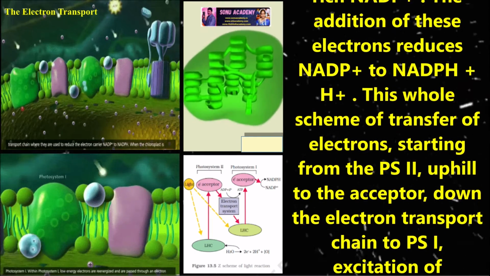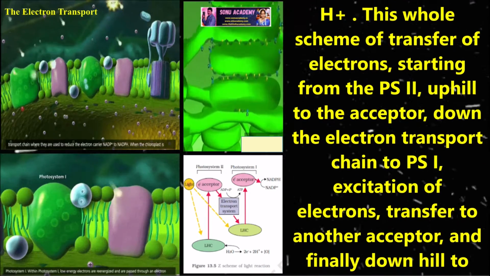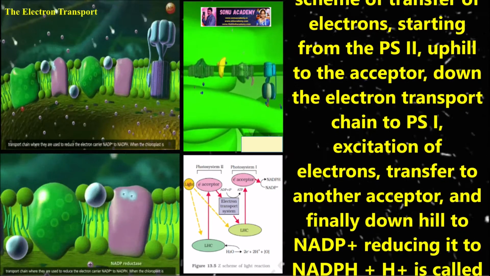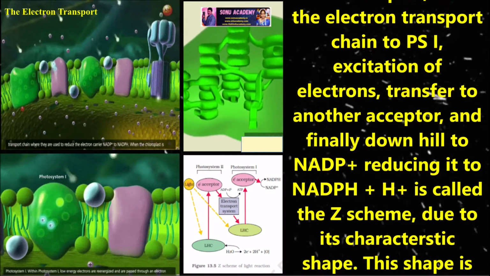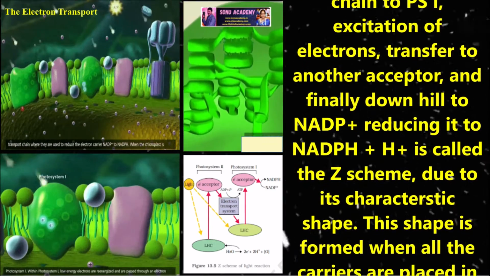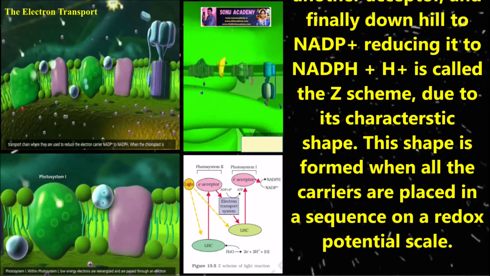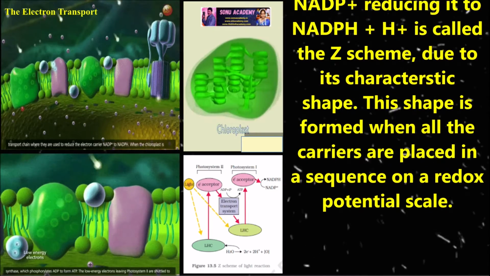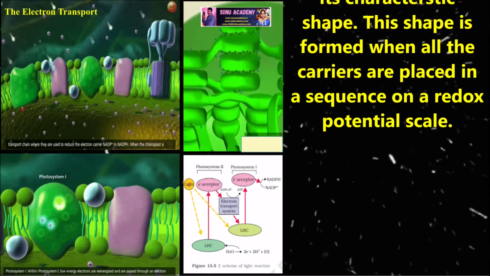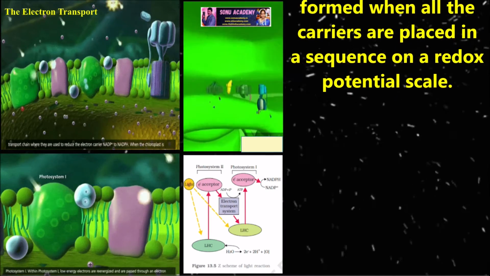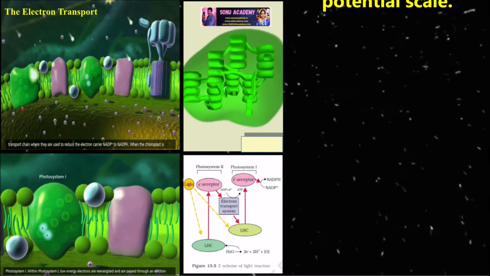This whole scheme of transfer of electrons, starting from PS2 uphill to the acceptor, down the electron transport chain to PS1, excitation of electrons, transfer to another acceptor and finally downhill to NADP+, reducing it to NADPH + H+, is called the Z scheme. Due to its characteristic shape, the shape is formed when all the carriers are placed in a sequence on a redox potential scale.